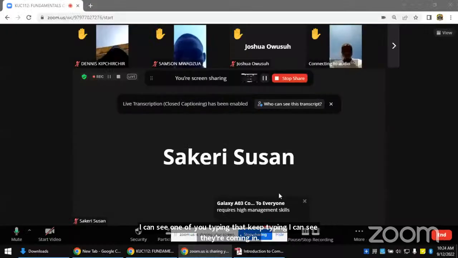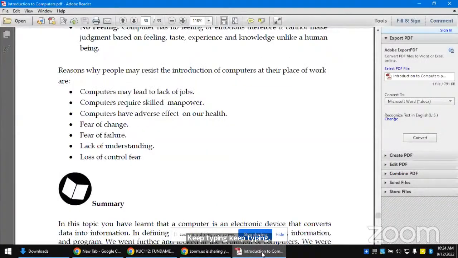Some are talking about health problems, expensive environment. Kindly explain your answer. I can see qualified personnel. So if people don't have skills, they might resist. What else? Keep typing. Loss of control and fear. I can see one of you typing that. I can see they are coming in very fast. Keep typing.